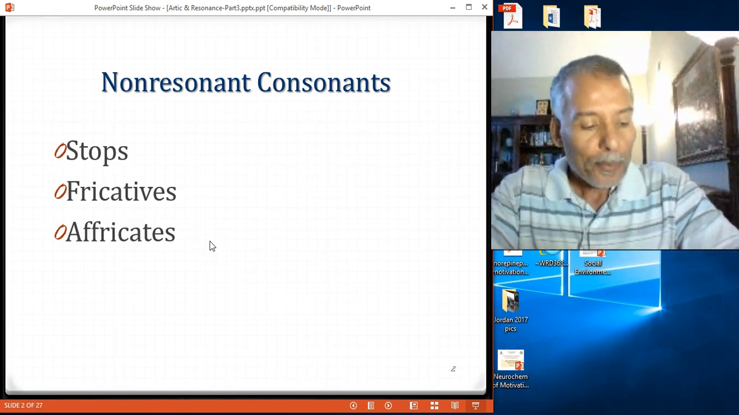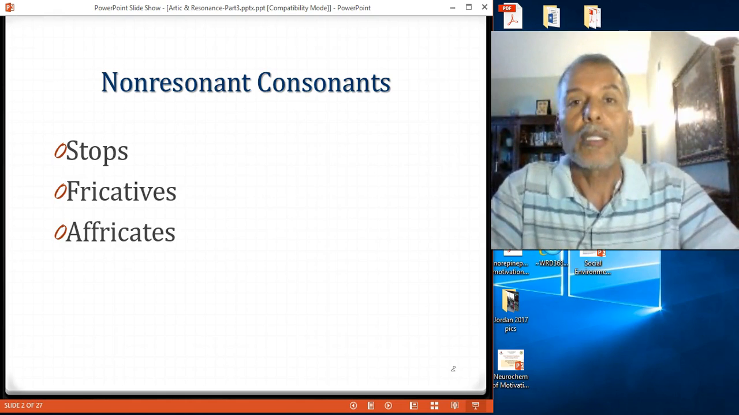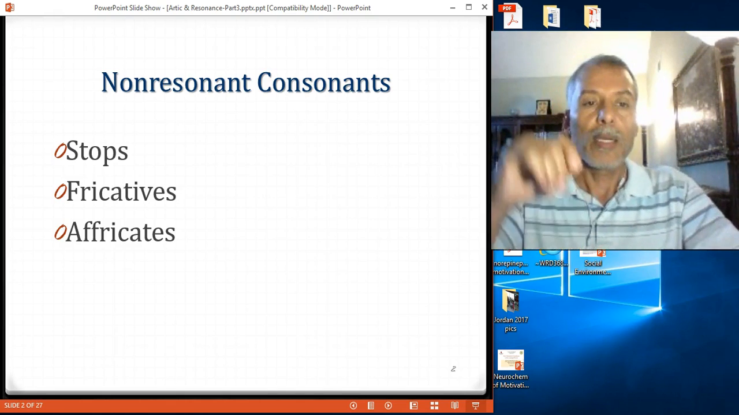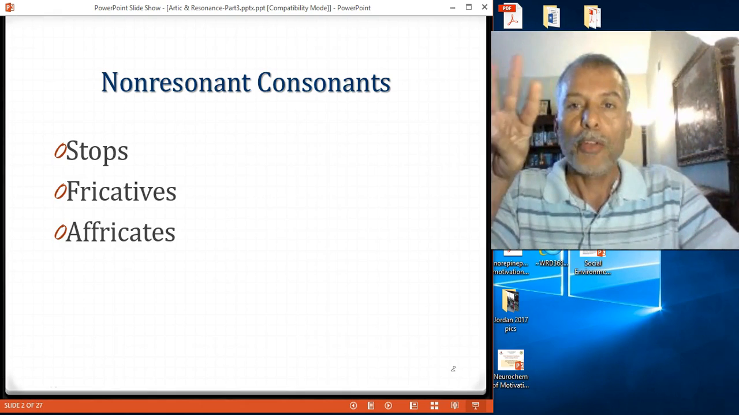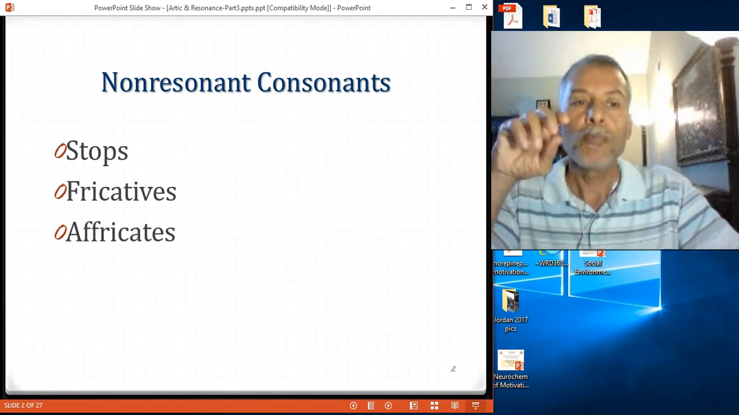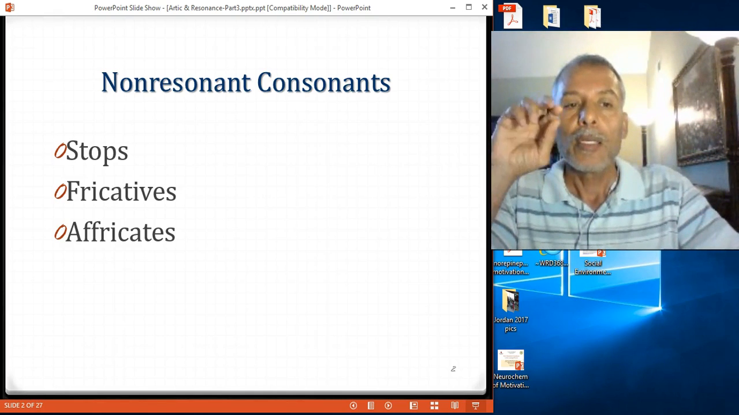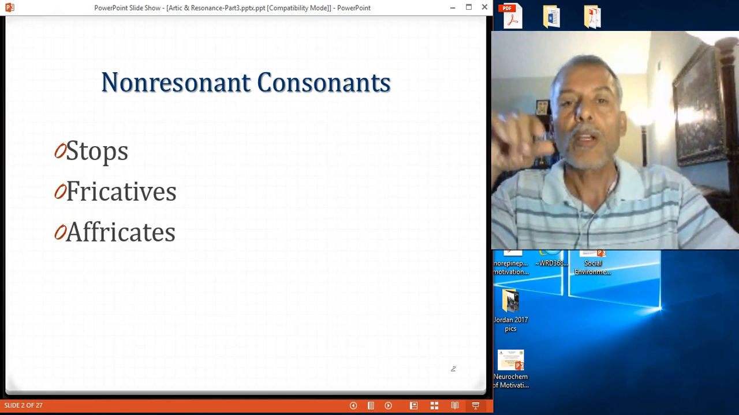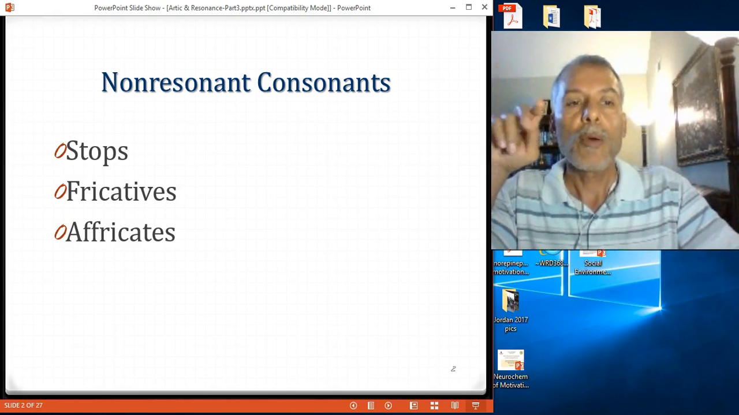We looked at non-resonance and divided them into 3 categories. There are basically 2 major groups, which are the stops and the fricatives. We said the stops are 3 cognate pairs and a single, and then the fricatives are 4 cognate pairs and a single. And the third group is a combination of stops and fricatives. There are only 2 sounds of them, which are the ch and the j.